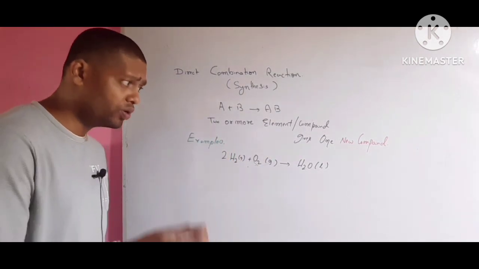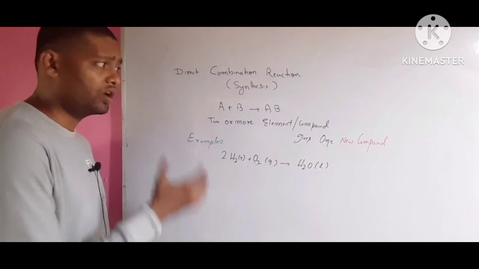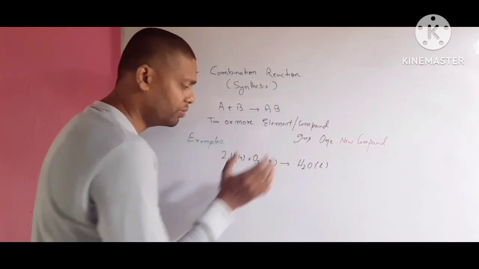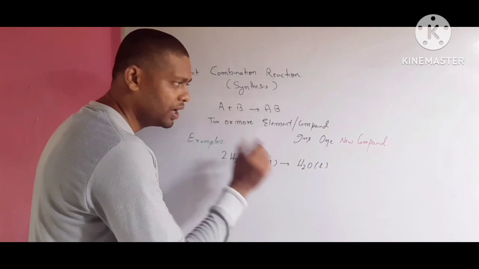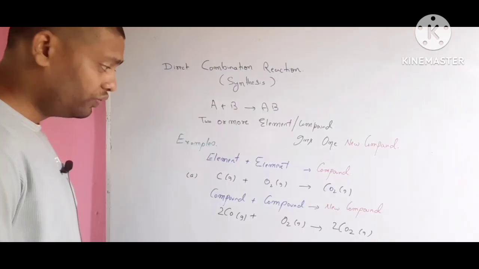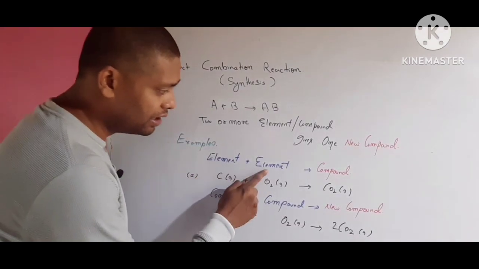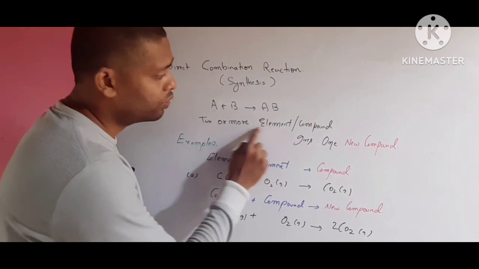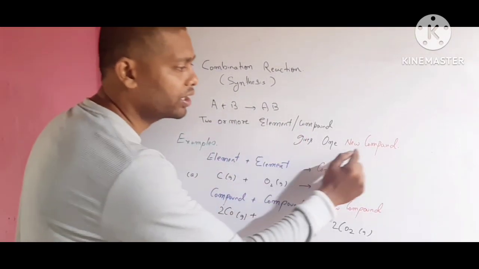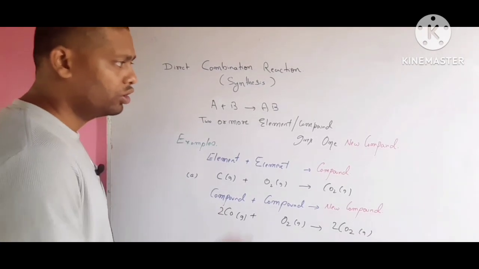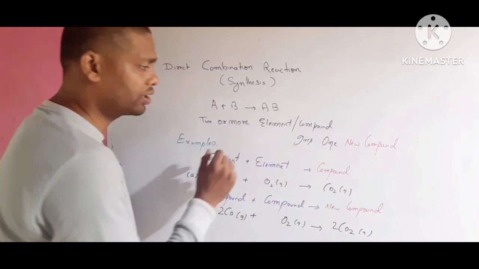Let us see more examples where we can use this. So now we will see with respect to elements and with respect to compounds. This was a simple example. Now we will see how the elements combine and how the compounds combine. What they told you is that the reactants can be elements or compounds, but the product is always a new compound. So the right hand side is always a new product, a new compound.